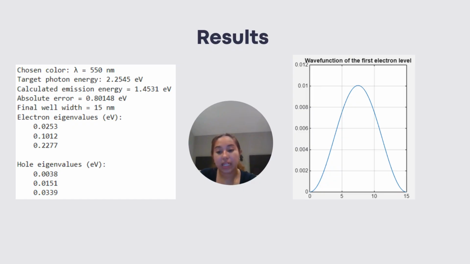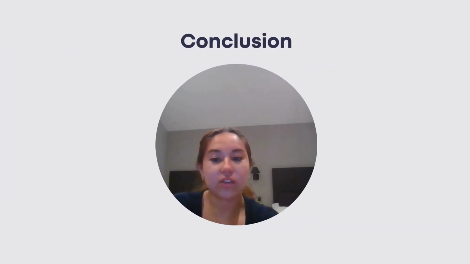In this particular case, the chosen parameters do not allow the emission to reach the desired green photon energy. Instead, the calculated value lies closer to the near infrared region, which is consistent with typical GaAs quantum well structures that emit around 870 nanometers.